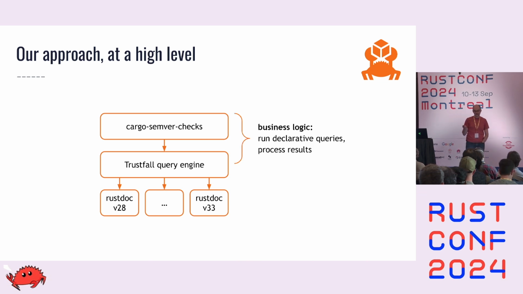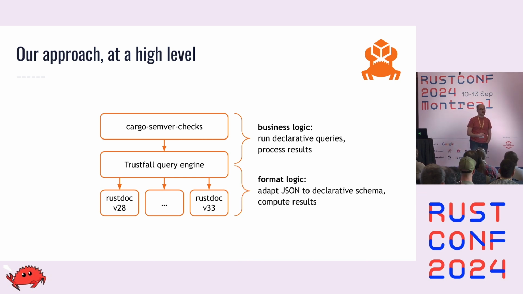Now, what this means in practice is that the top half of this diagram is all about business logic. It cares about SemVer and breaking changes and so on. And it runs a glorified for loop over a bunch of declarative queries. For each query, if the query produces some results, they get printed to the terminal because that is a breaking change that was discovered. In the bottom half of the stack, there's nothing about SemVer. There's nothing about breaking changes. It's all about figuring out how to adapt the rustdoc JSON format into the declarative schema that is necessary to drive all of those queries that we'd like to run. So we figure out how to compute those results. We have no idea what the intended meaning of all of those queries and results that come back are.